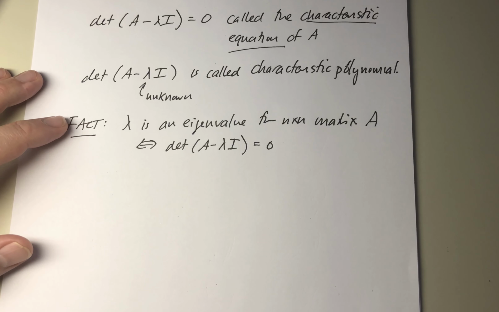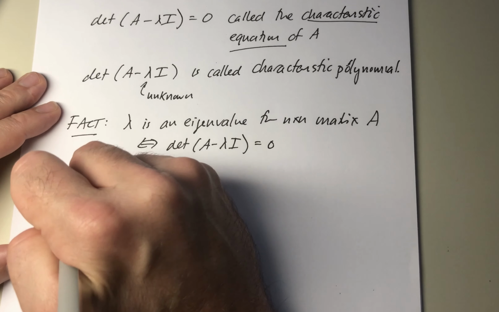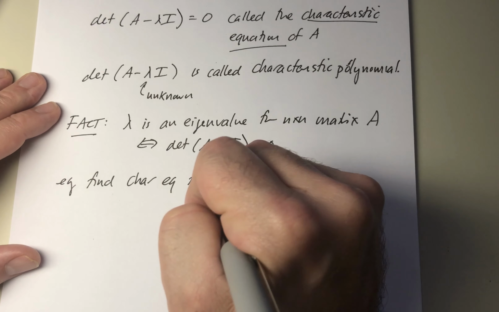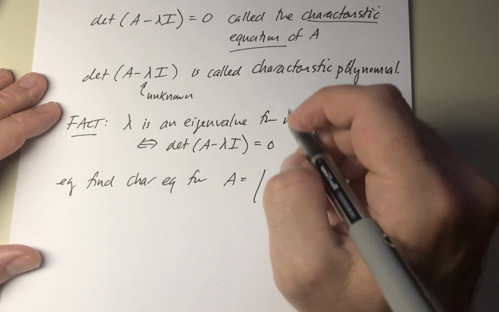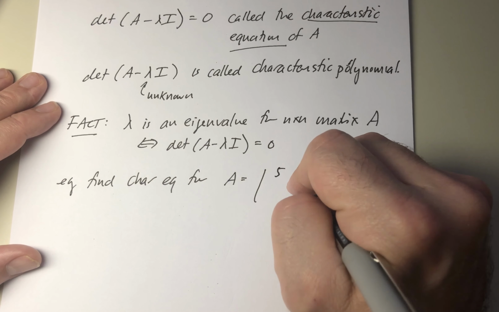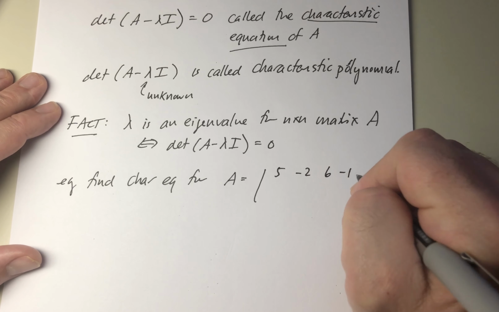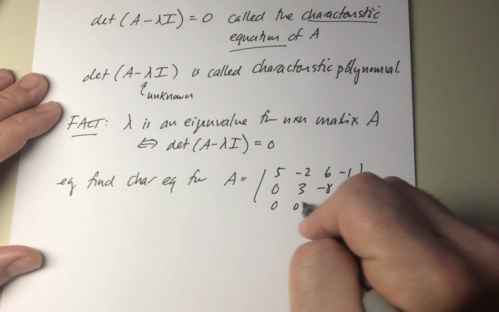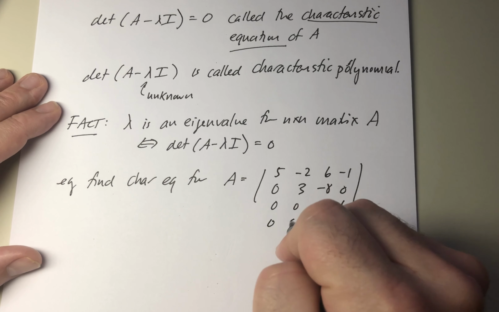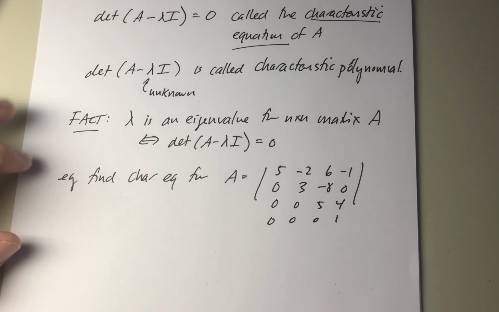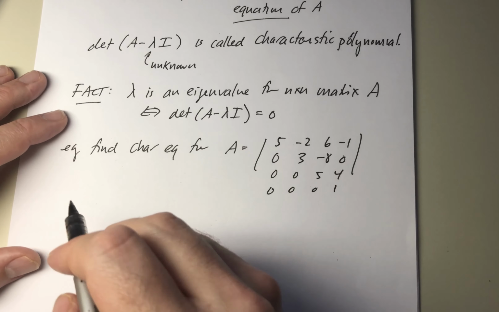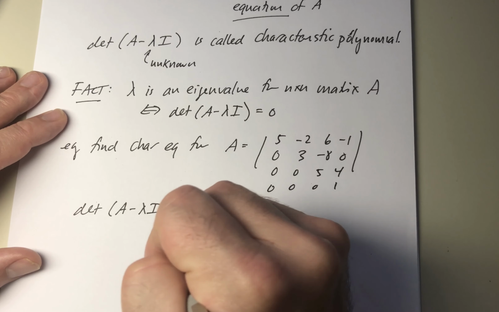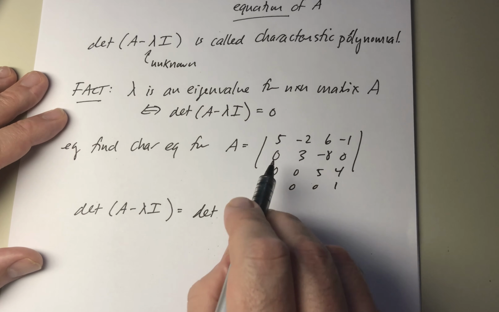Let me do one example: find the characteristic equation for the matrix A. Let me do a slightly bigger one, but not too complicated. The rows are 5, minus 2, 6, minus 1; 0, 3, minus 8, 0; 0, 0, 5, 4; and 0, 0, 0, 1. Okay, so what do we do here? Well, notice that we want the determinant of A minus lambda I.